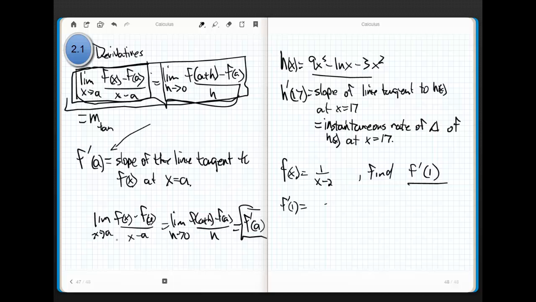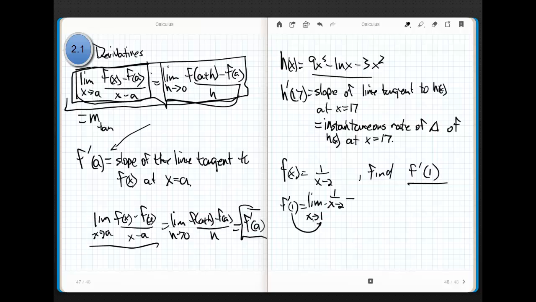That's the key. This is the one typically that I like to work with the best. Theoretically, if you did enough algebra, either one of them would work, but this is the one I like to do best. So let's find f prime of 1, just for giggles. I'm going to take the limit as x approaches 1, remember, that's a, of f of x. So I got 1 over x minus 2 minus f of 1. I better find f of 1.